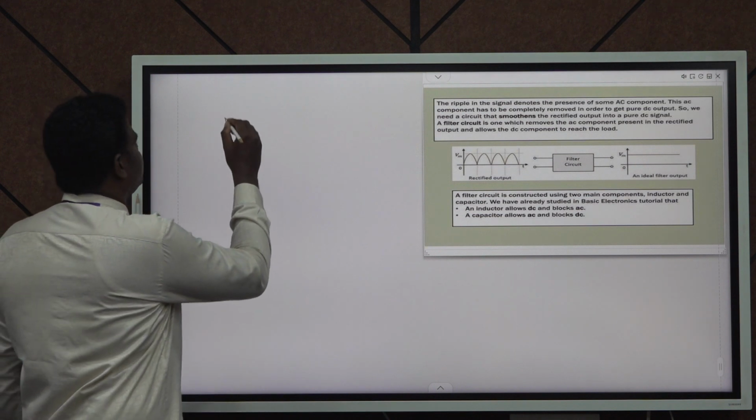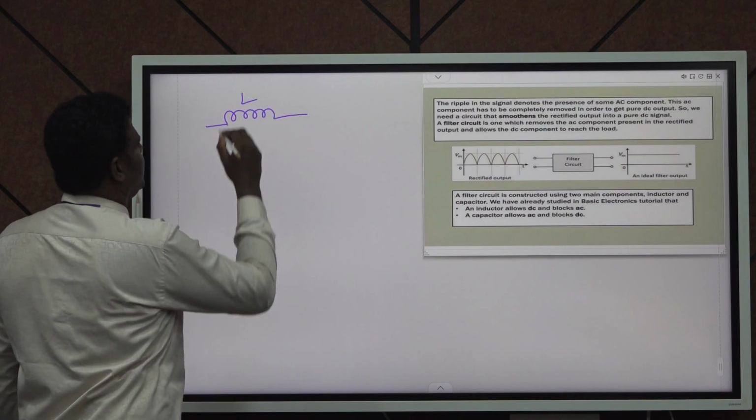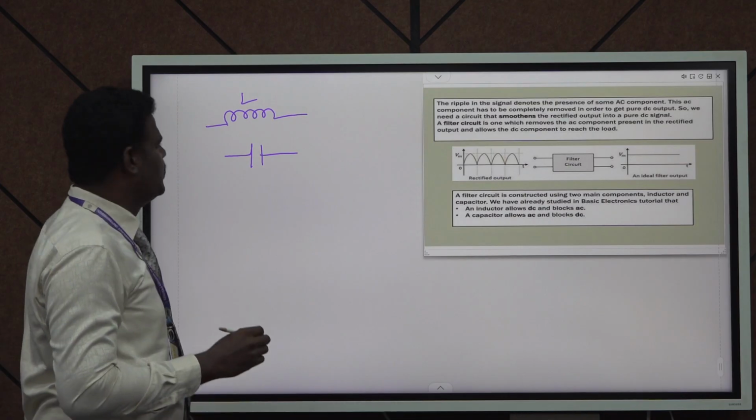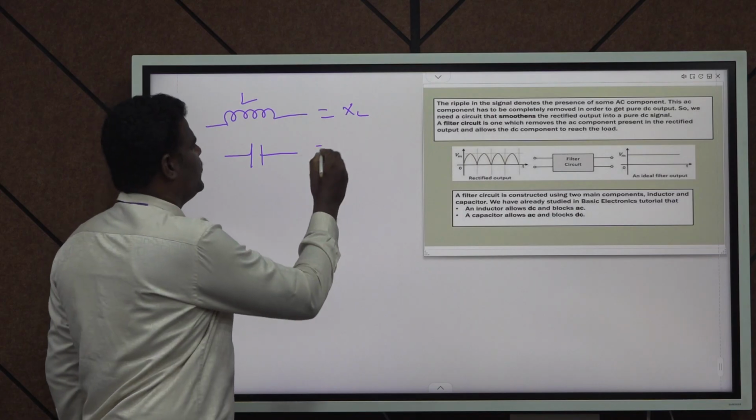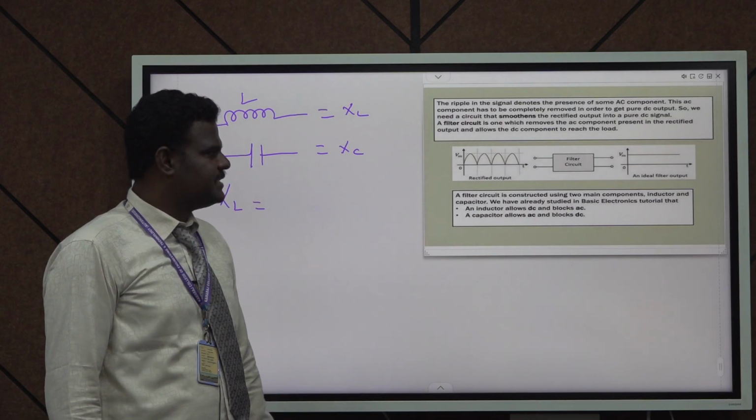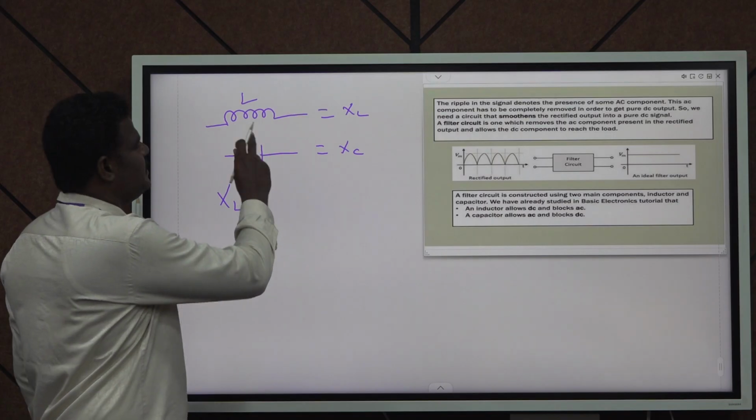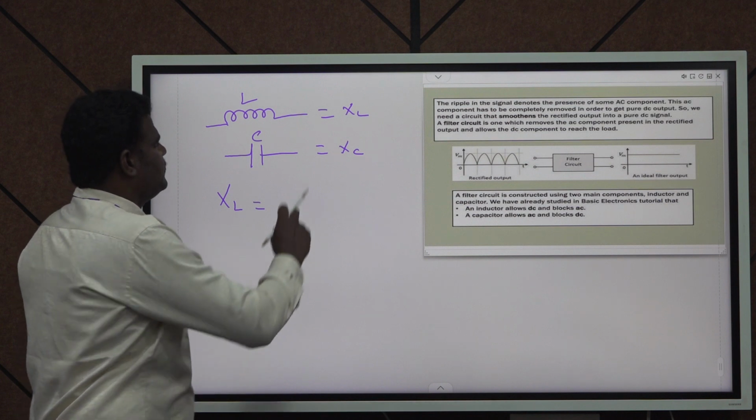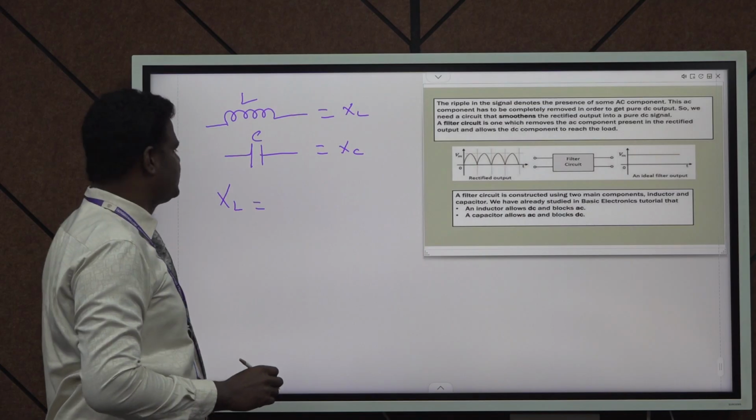An inductor is an electrical element, inductor L, and this is capacitor C. The reactance offered by the inductor is XL and the reactance offered by the capacitor is XC. An inductor allows DC and blocks AC. A capacitor allows AC and blocks DC. This is the symbol of the inductor, and this is the symbol of the capacitor.